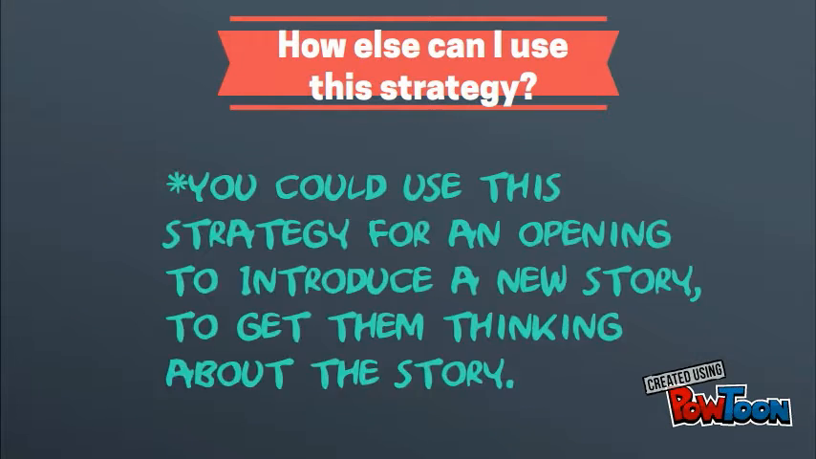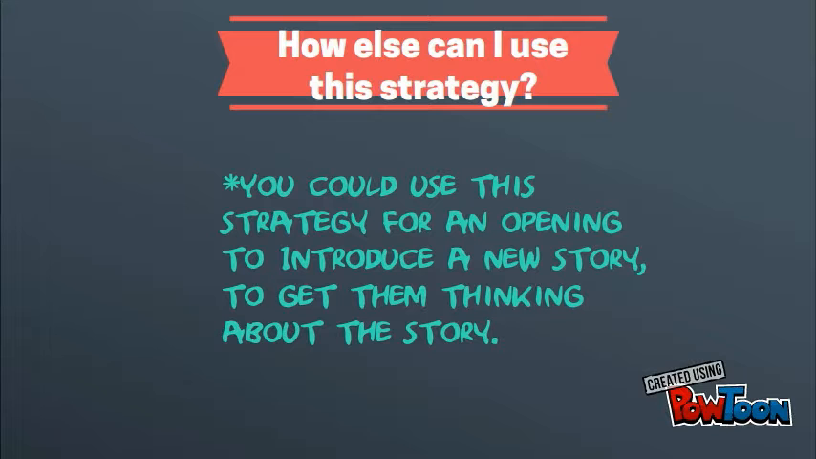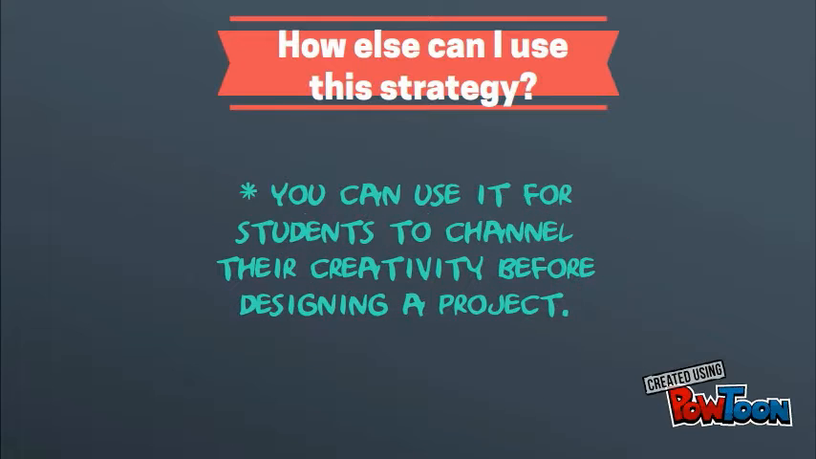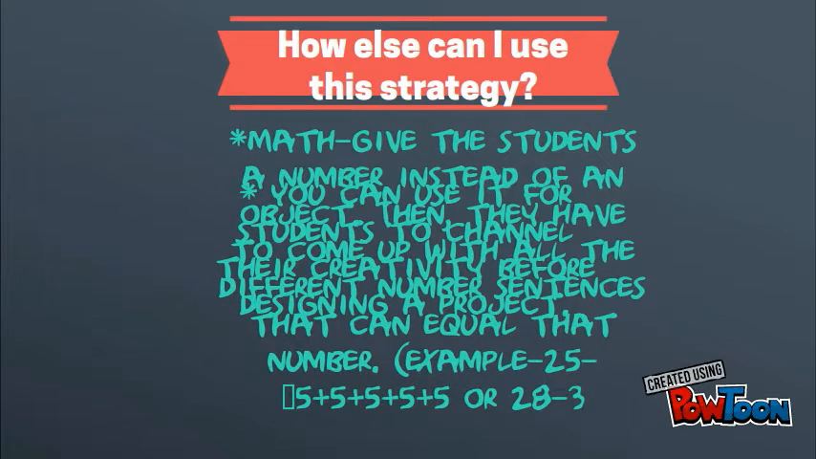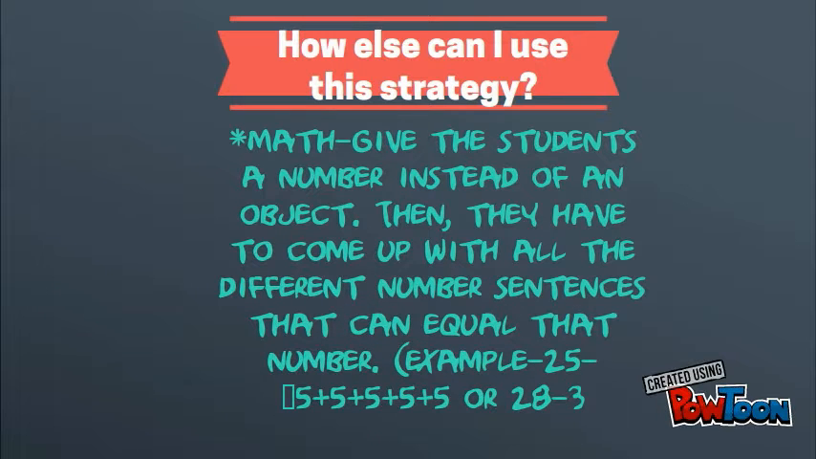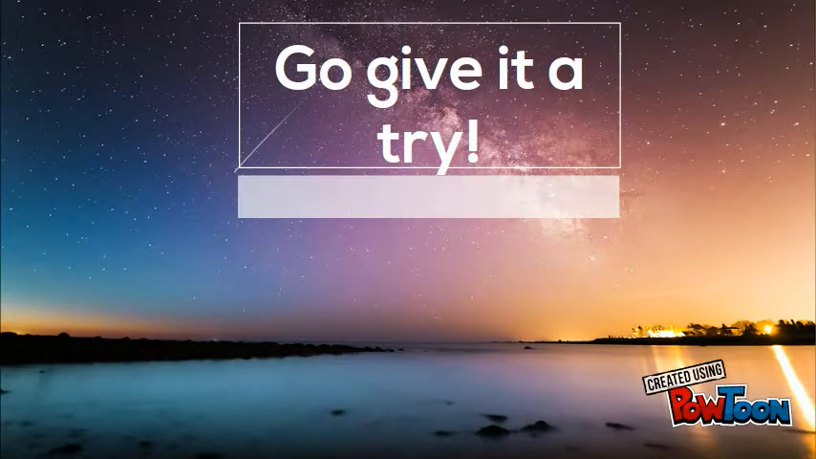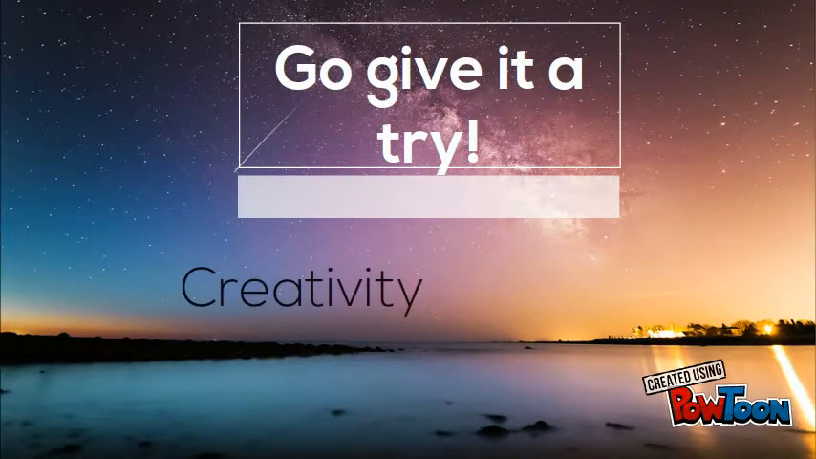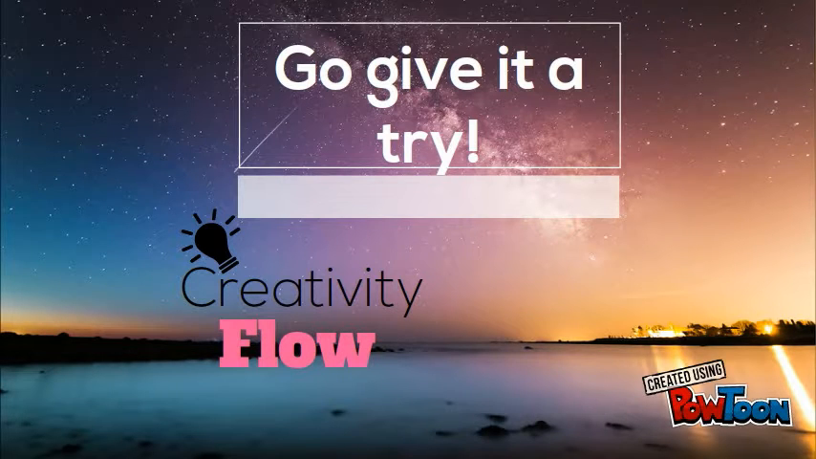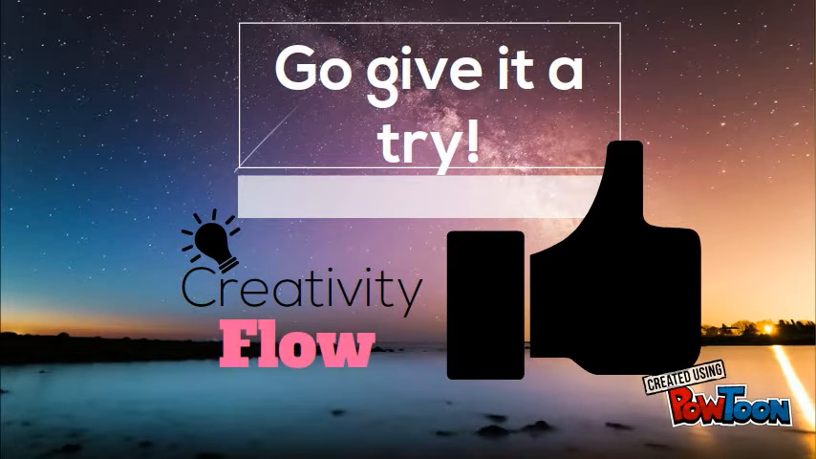There are a plethora of ways that you can use this strategy in your classroom. You can use it for an opening to introduce a new story or to get them thinking. You can use it for students to channel their creativity before designing a project. Or in math, you could give them a number and they would have to come up with different number sentences that equal that number. So what do you say? Are you going to give it a try? Watch the creativity flow when you use the strategy called Think Fast.